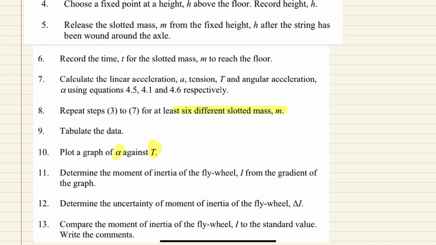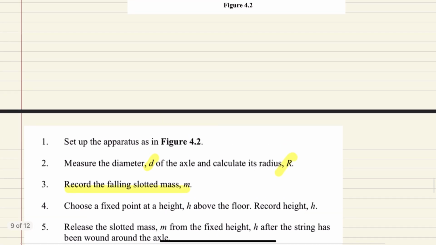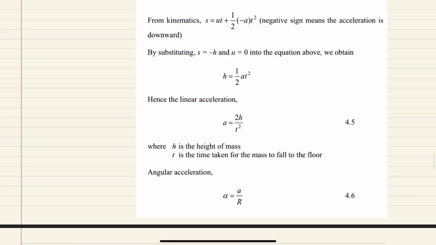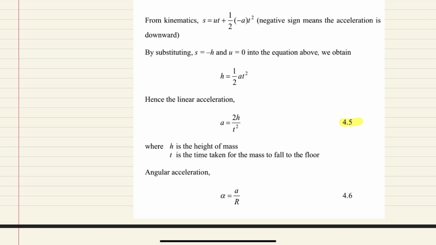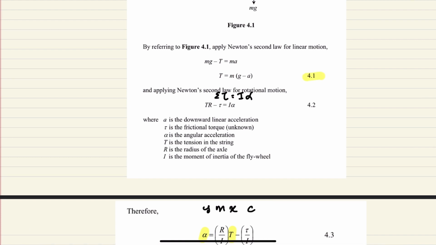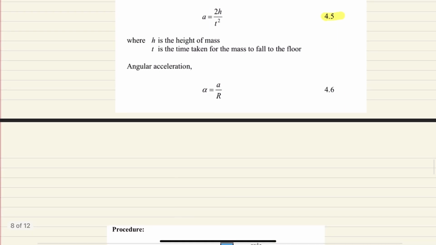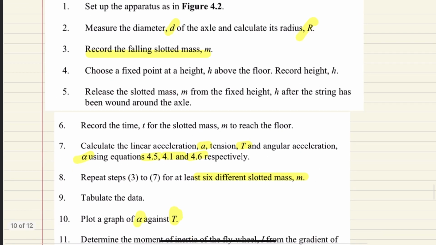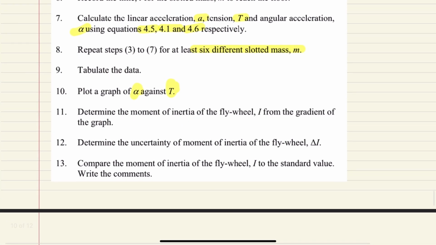Then they want you to calculate the linear acceleration A, T and alpha from equations 4.5, 4.1 and 4.6. With equation 4.5, you can calculate A. With equation 4.1, you can calculate T, the tension. And with equation 4.6, you can calculate alpha, because you want to plot alpha against T.